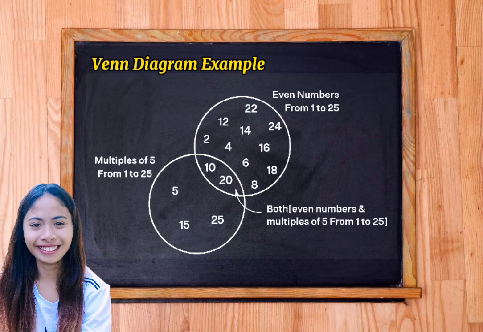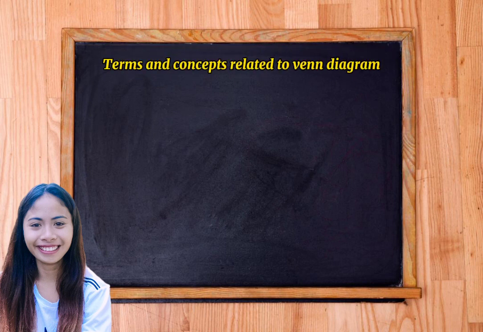Let us observe a Venn diagram example. Here is the Venn diagram that shows the correlation between the following sets of numbers. One set contains even numbers from 1 to 25 and the other set contains the numbers in the 5x table from 1 to 25. The intersecting part shows that 10 and 20 are both even numbers and also multiples of 5 between 1 and 25. Let us understand the following terms and concepts related to Venn diagrams.